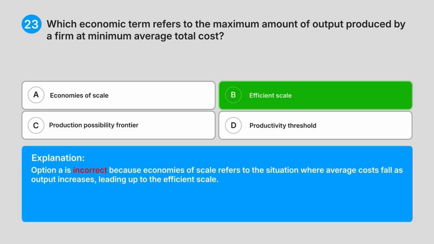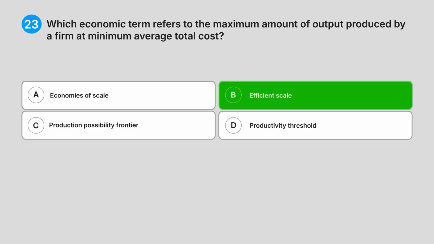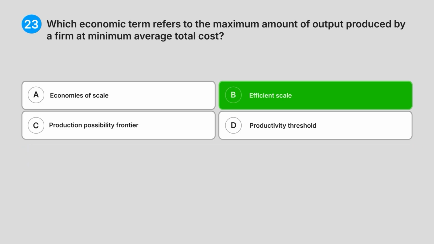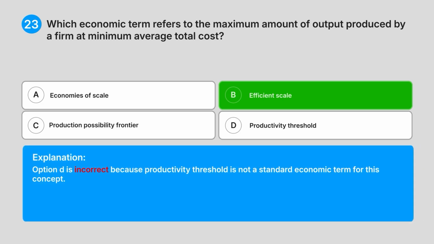Option A is incorrect because economies of scale refers to the situation where average costs fall as output increases, leading up to the efficient scale. Option C is incorrect because the production possibility frontier shows the maximum combinations of two goods an economy can produce. Option D is incorrect because productivity threshold is not a standard economic term for this concept.